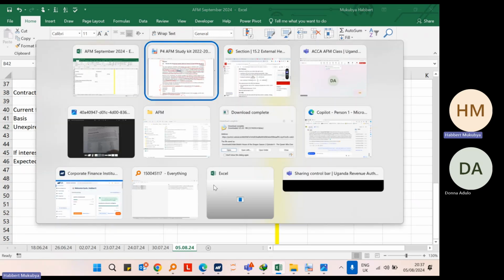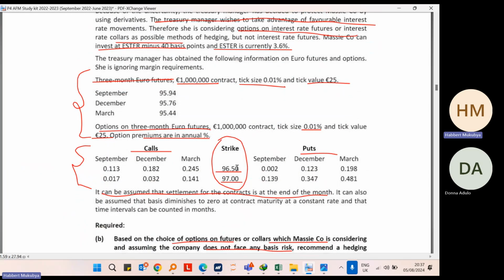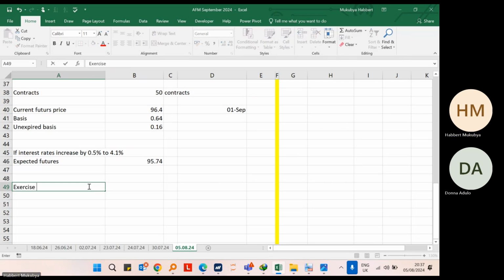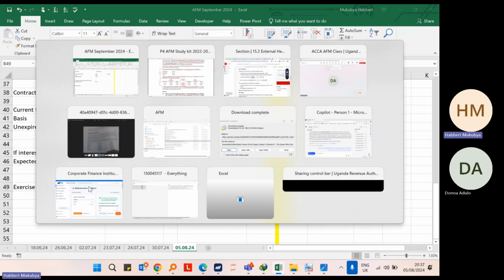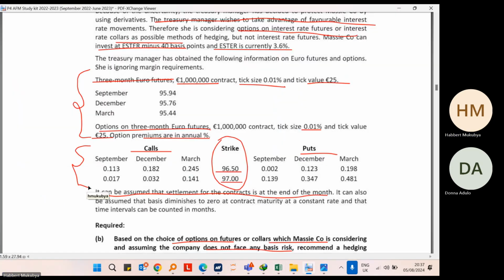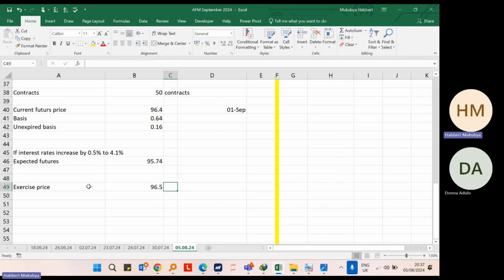Now we have two strike prices, so we are going to test both of them. We can have here the exercise price of 96.5, or you can use the one of 97.00.